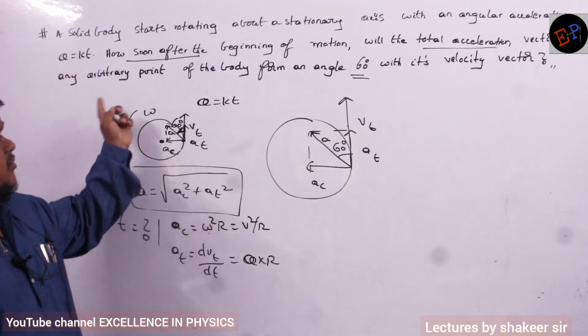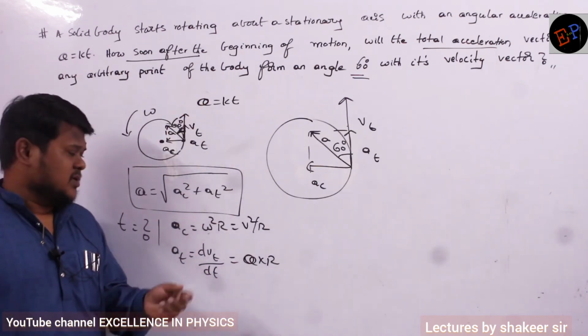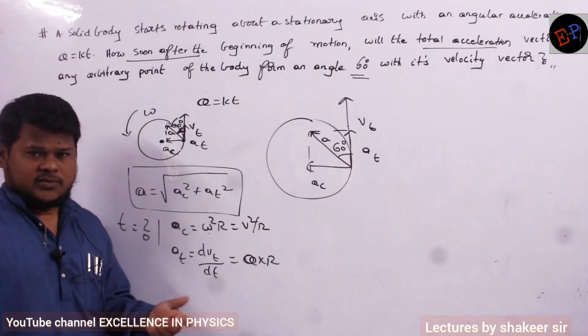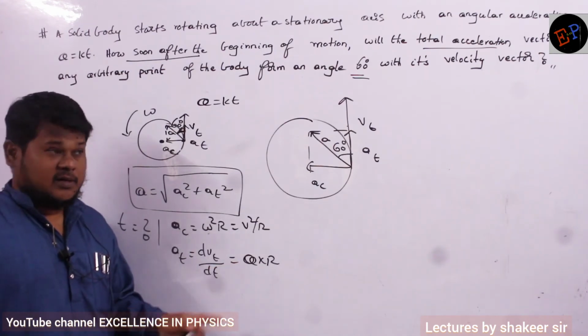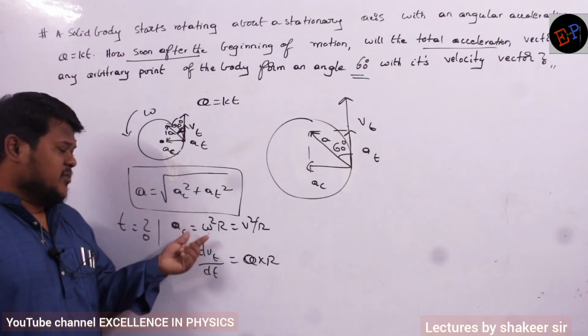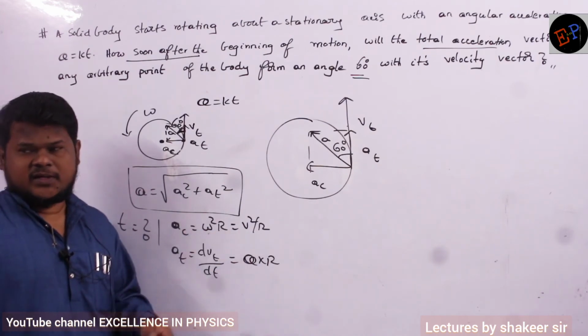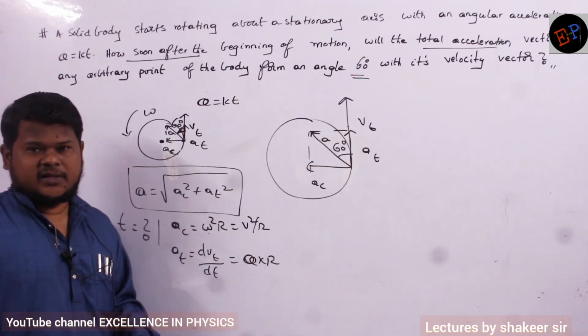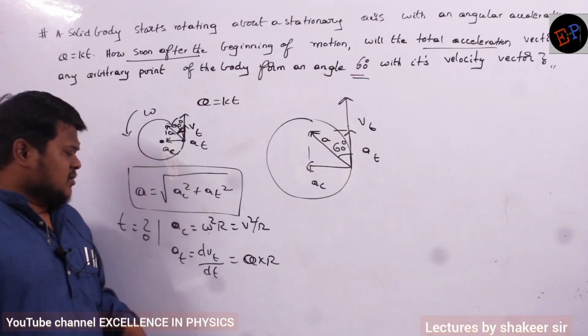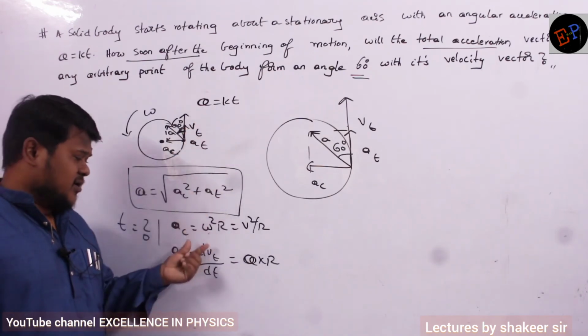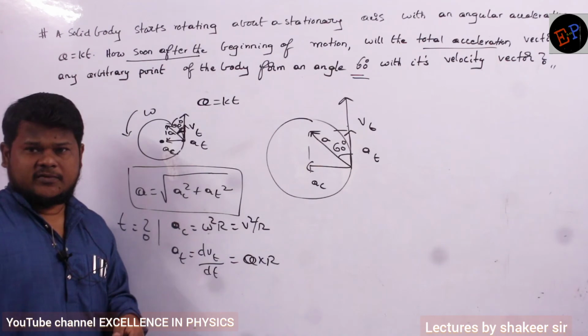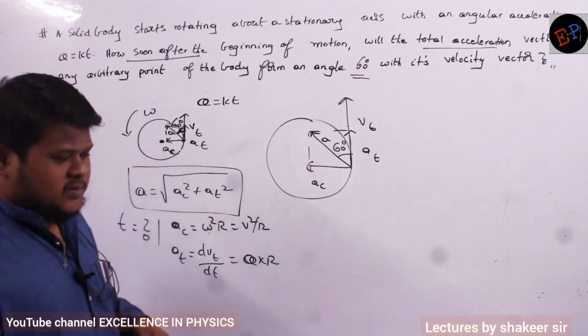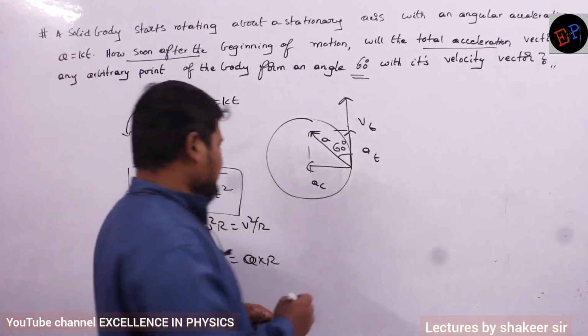But is the omega value given? No. Is the tangential speed given? No. Is alpha given? Alpha is given. But omega is not given, v also not given. So what can I do? From the alpha value, can't you find out the omega value? How can you find out? So already we have a relation.